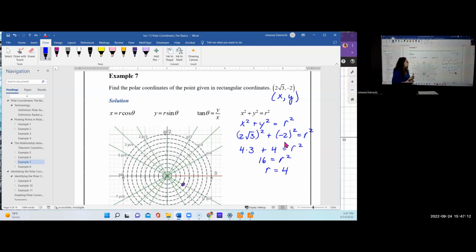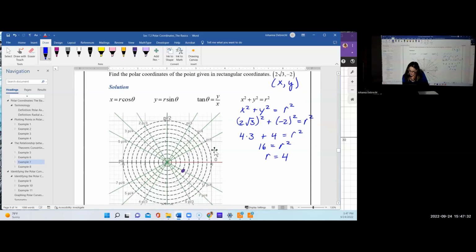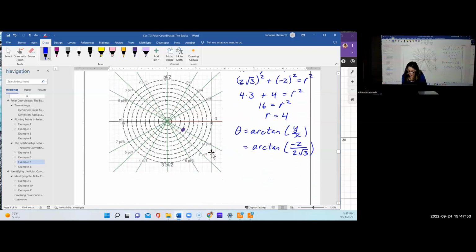Now I need theta. Well, then I need something that relates x and y to theta only, which would be the tangent right here. So if I'm looking at this, and again, I could use one of these two equations because I now have a value for r, so I could use one of these as well. But tangent of theta is probably one of the easier ones to use. So if I'm looking for theta, theta is going to be the arctangent of y divided by x. So theta must be the arctangent of -2 divided by 2 square roots of 3. And that's going to give me the angle whose tangent comes out to be -1 over the square root of 3.